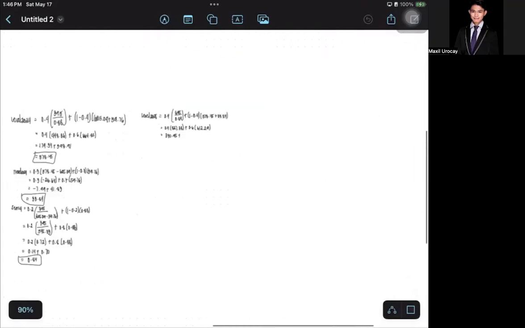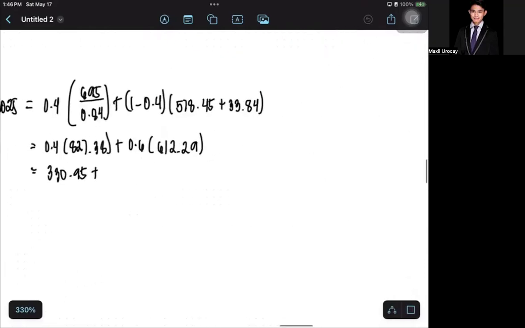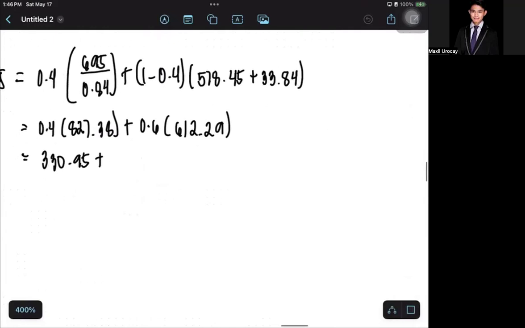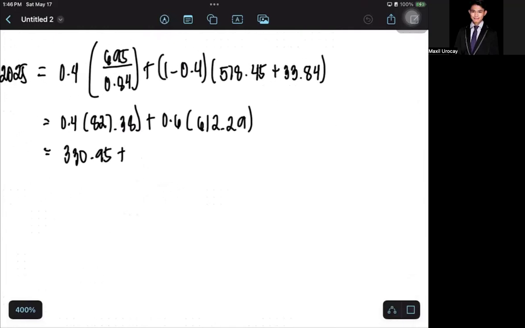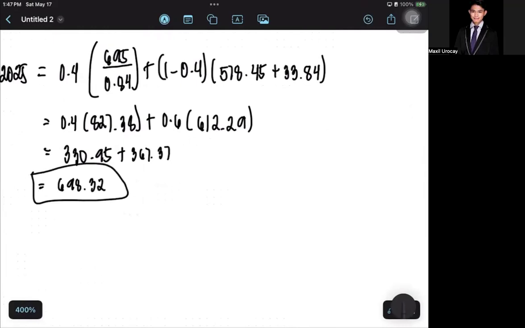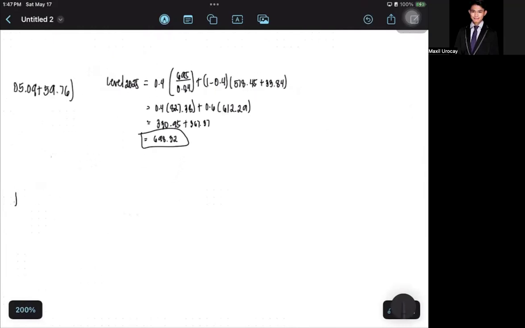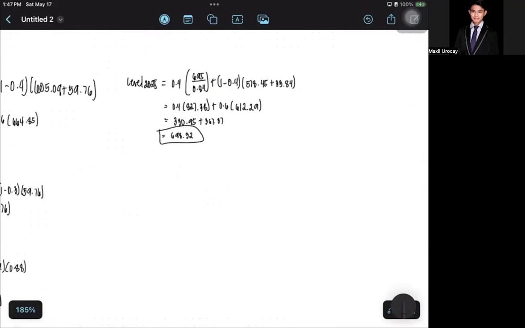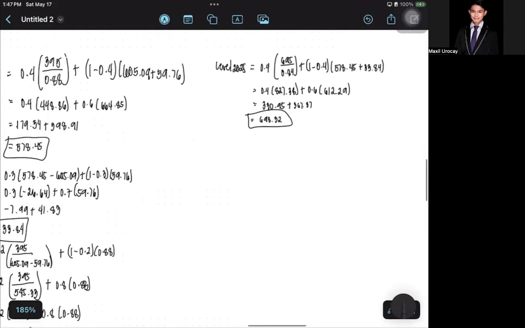Okay, so for this one, 0.6 times 612.29 will equate to 367.37. So 330.95 plus 367.37 will equate to 698.32. That will be the level of 2025. Remember that this 2025 data will be used for the forecasting technique later on.